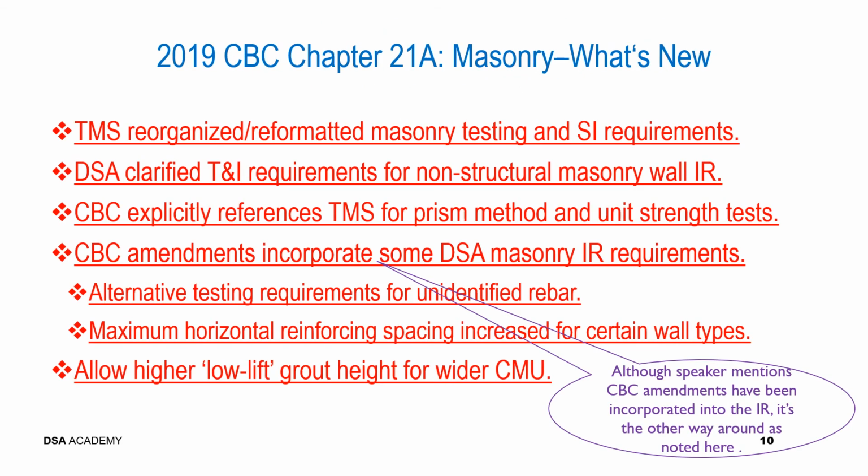So what's new with masonry? The TMS has been reorganized and reformatted concerning masonry testing and special inspection requirements. DSA has made clarifications to the non-structural masonry walls in the IR. The CBC explicitly references the TMS for prism method and unit strength tests. Also, the CBC amendments have been incorporated in the DSA's IR concerning the unidentified rebar and maximum horizontal reinforcing spacing. They have also increased the height for low lift grout for wider CMU.